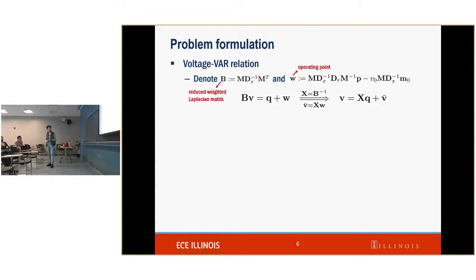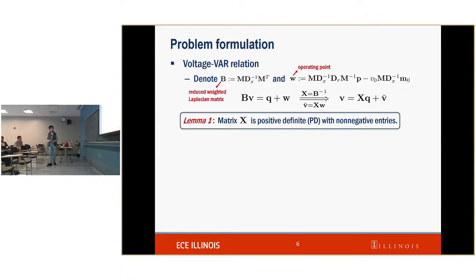We have a lemma to show the nice property of this matrix X, showing that the matrix X is actually a positive definite matrix with non-negative entries. And we will heavily rely on this conclusion in the following analysis.